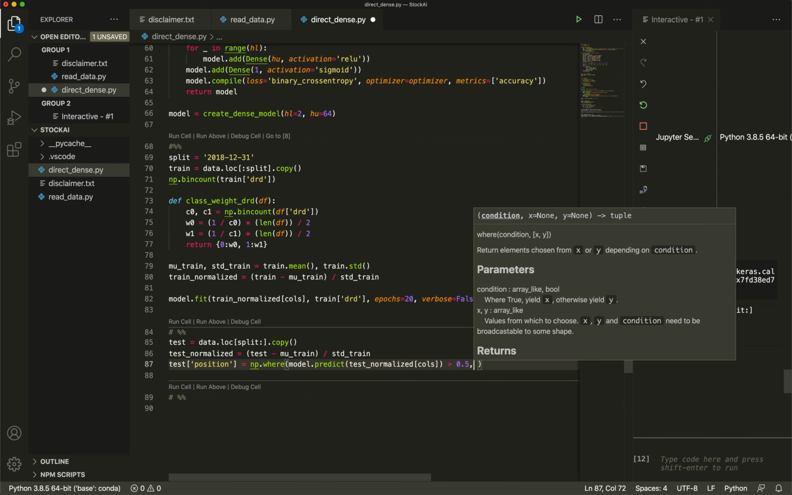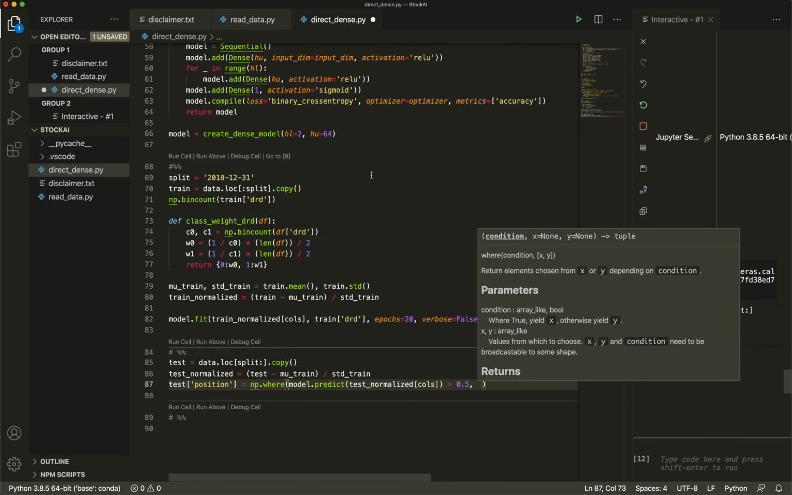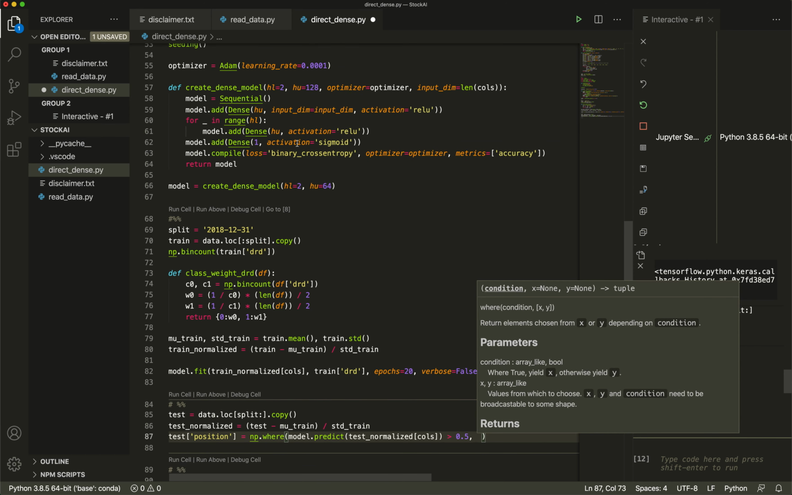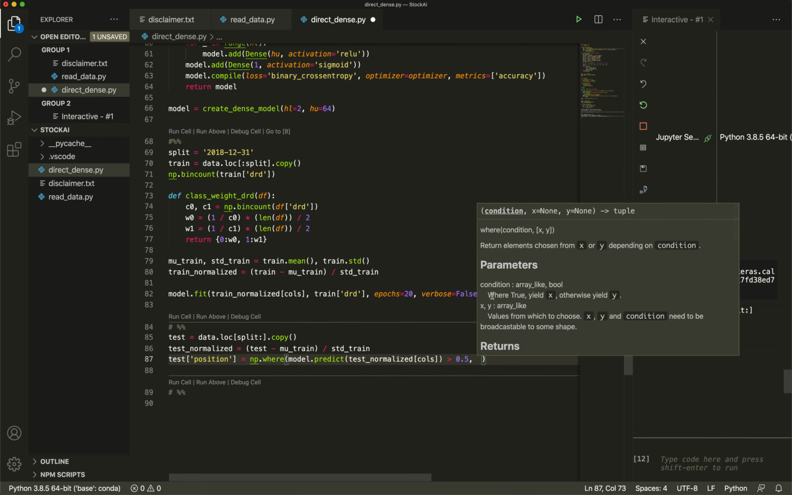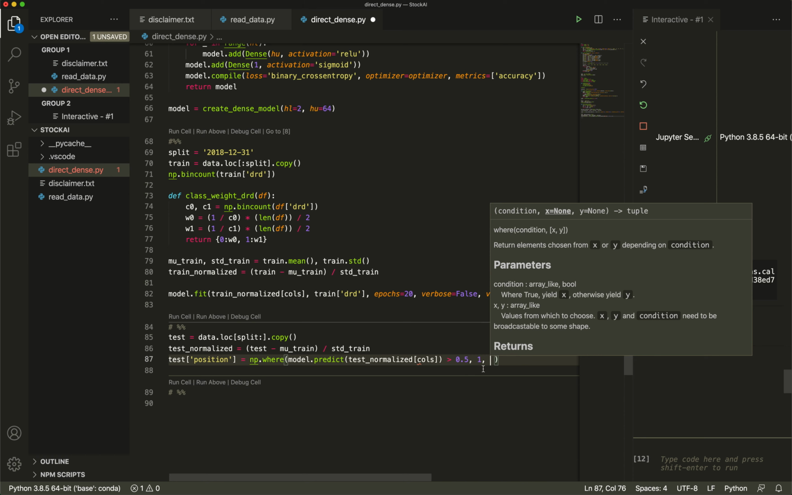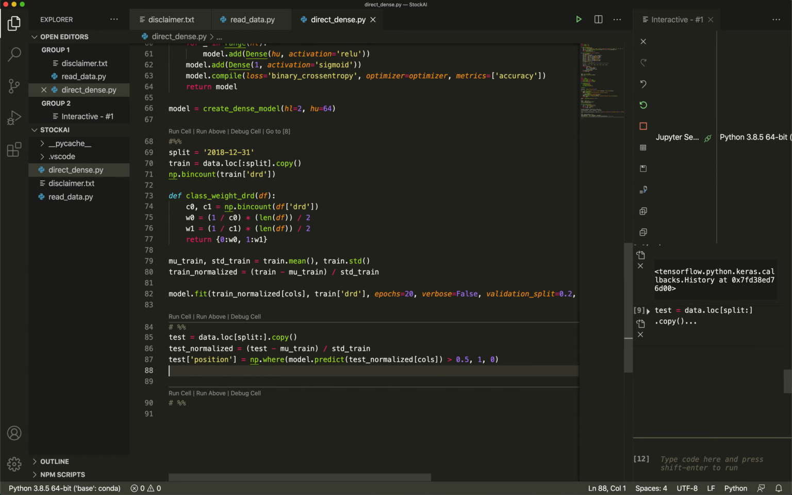If you still remember the output of the sigmoid function, we talked about the sigmoid function in previous videos, the output of the sigmoid function is a value that's between 0 and 1, right? So if it's larger than 0.5, then it's treated as a long position. That's called a 1. And if it's smaller than or equal to 0.5, then we are treating it as a short position. It's going to be a 0, right? And that's going to be our position.